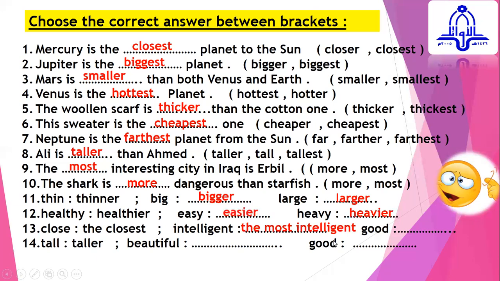The most intelligent. لاحظ أولا وضحنا أن هي درجة تفضيل. ثانيا أن الصفة هذه متكونة من عدة مقاطع. then يجب إضافة the most. Good. درجة التفضيل للصفة good هي the best. Tall, taller المطلوب comparative. So beautiful it will be more beautiful درجة تفضيل. Good درجة التفضيل للصفة good هي better.